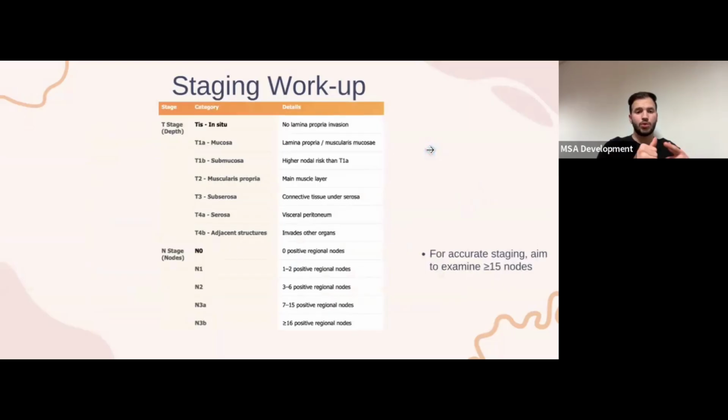For the T, we have Tis, T1a, T1b, T2, T3, T4a, and T4b. Please memorize the stagings, because they may come in the exam. As you can see here, Tis is in situ, meaning no invasion. T1a invades the mucosa, T1b the submucosa, and then going on: muscularis propria, subserosa, serosa, and adjacent structures. For the N, it's the number of lymph nodes involved, and we usually examine 15 or more nodes to make sure of our diagnosis.